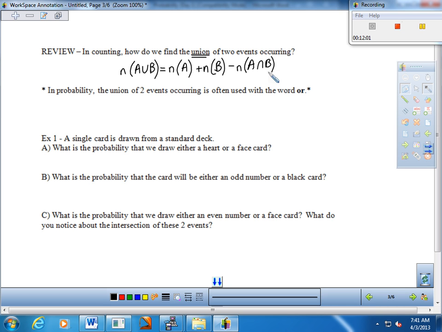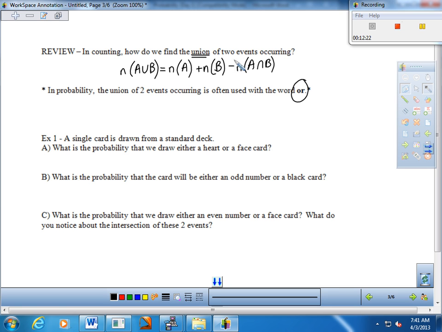Now, guys, what we're going to, of course, do is translate that into probability, and that's what it says right below here with this little asterisk. It says, in probability, the union of two events occurring is often used with the word or. And if you guys can circle that for me. And so one of the things we'll talk about when we look at probability and we see the union of two events, when we talk about or, everybody, we're going to talk about adding the probabilities together. Now, it's not quite that simple, as you can see, but it's basically going to be this piece up here.